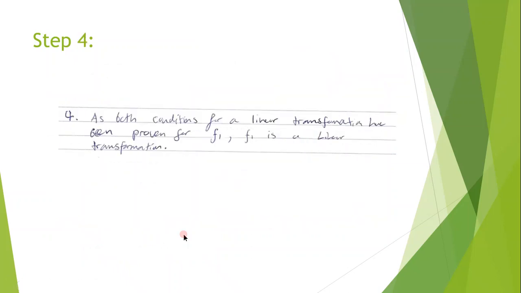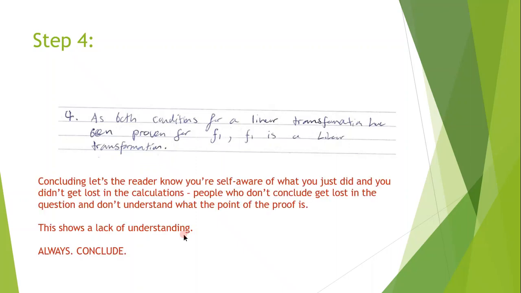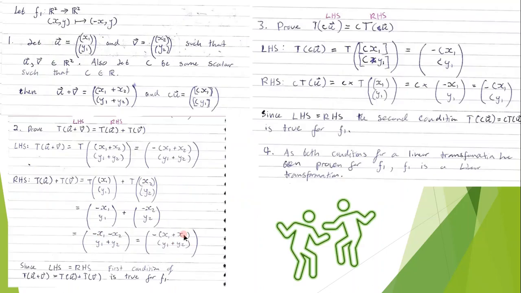And then step 4 is, because both of the conditions for a linear transformation have been proven for f1, f1 is a linear transformation. And I'm going to rant now. Concluding lets the reader know you're self-aware of what you just did and didn't get lost in the calculations. People who don't conclude get lost in the question and don't understand what the point of the proof is, and this shows lack of understanding, so always conclude.